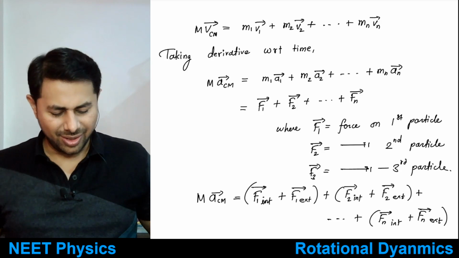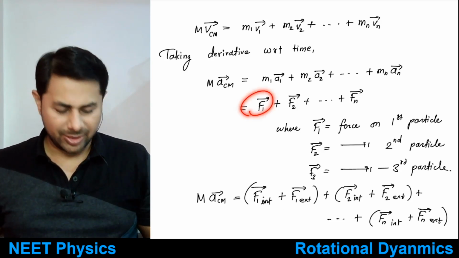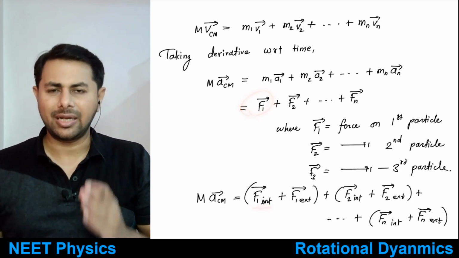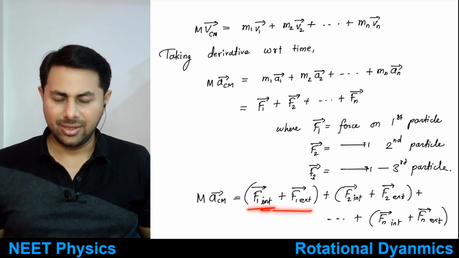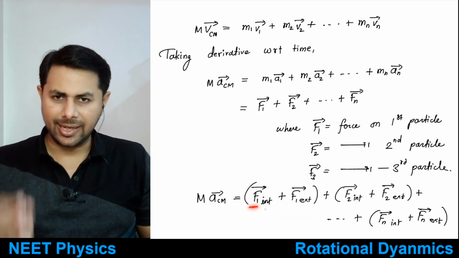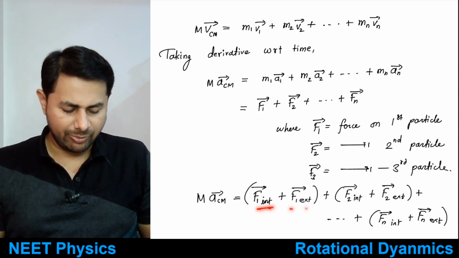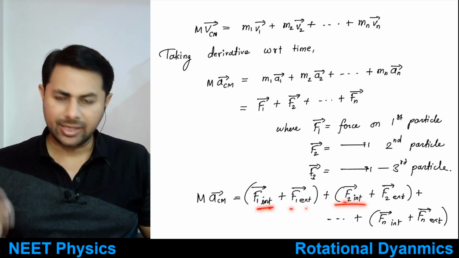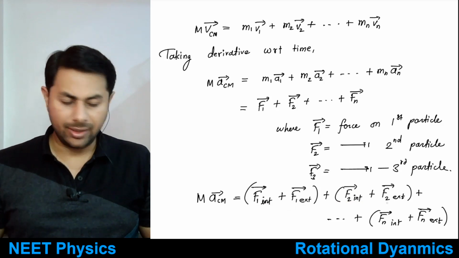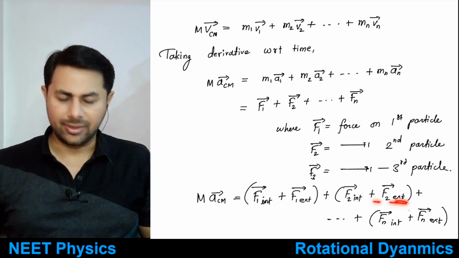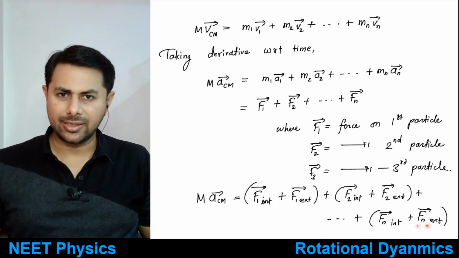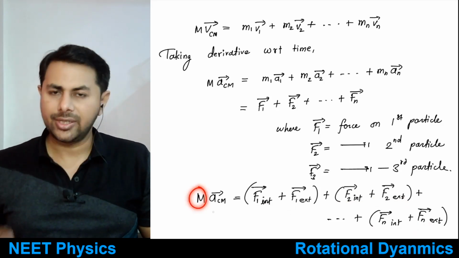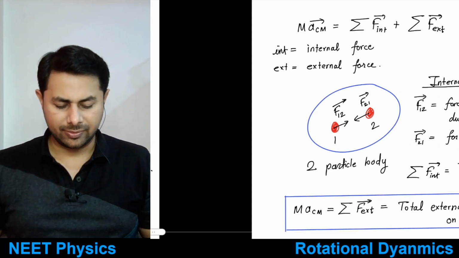Okay, so what is the total force acting on first particle? Part of it can be internal, part of it can be external, right? So we'll say that it is F1 internal plus F1 external. Similarly, for second particle also, F2 internal plus F2 external, so on and so forth up to Fn internal plus Fn external, and this is mass of body times acceleration of center of mass.